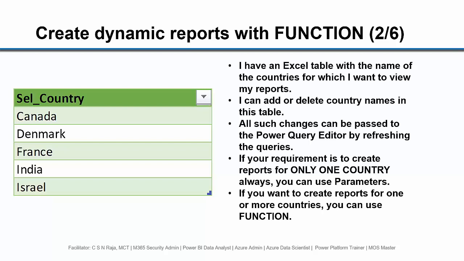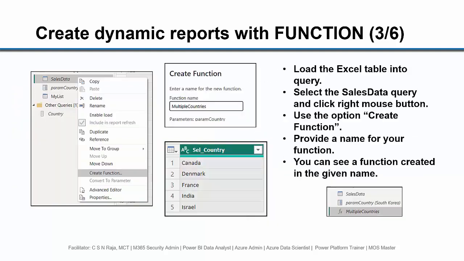If your requirement is to create reports for only one country, you can always use parameters. If you want to create dynamic reports in which you may be required to see the reports for more than one country, it is a good idea to create a function. Creating a function is quite easy.